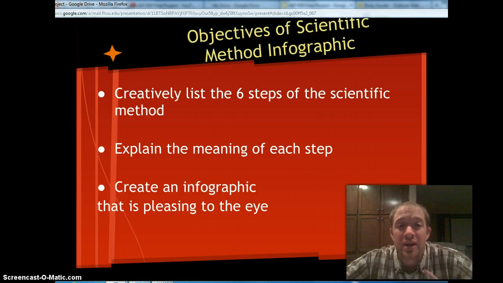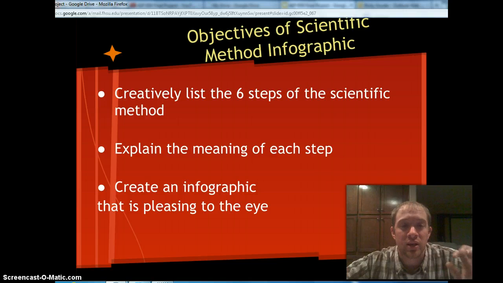The objectives of this scientific method infographic. First of all, you need to creatively, and I use that word in the beginning for a reason, you must creatively list the 6 steps of the scientific method. If you just go through and say, number 1 is this, number 2 is hypothesis, number 3 is experimental plan, yada yada yada, nobody's going to want to read it. But if it's creative and it pops off the page and it's really exciting, people are going to read it and digest the information you're trying to get across to them.